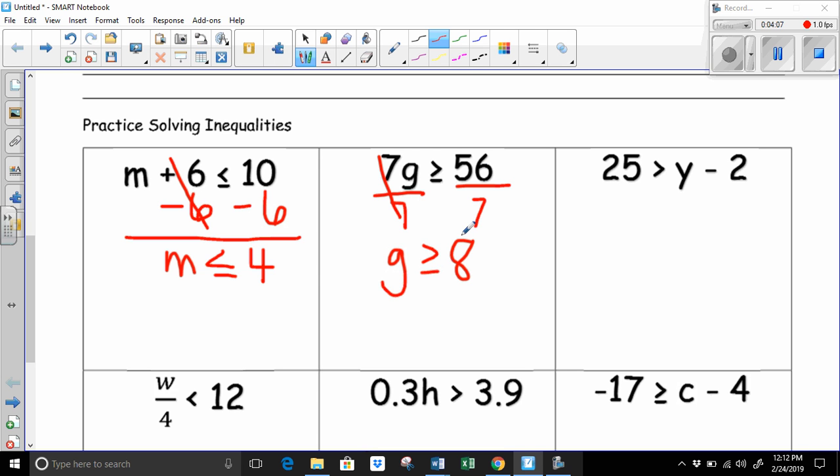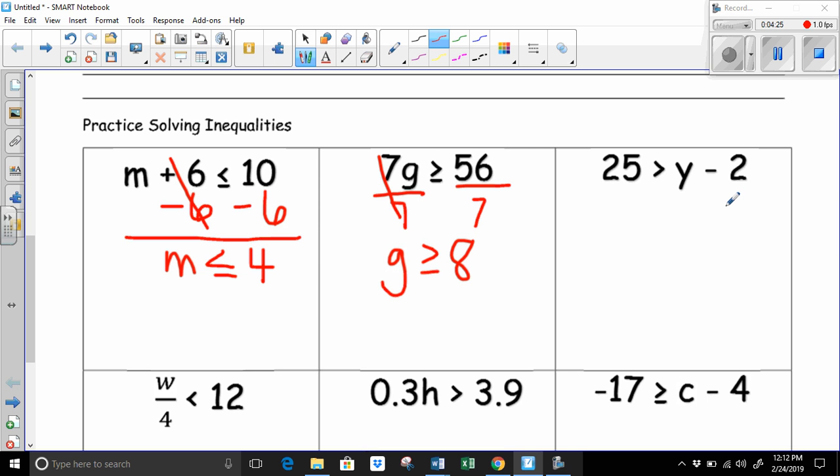So again, it's exactly like solving equations. The only thing that's different is bringing that inequality symbol down instead of an equal sign. Now I want you to take a moment to solve this problem. You can pause the video and then I'll explain it in just a moment.